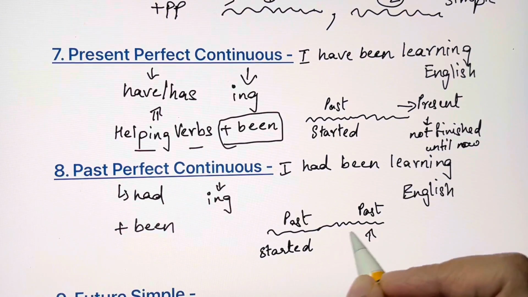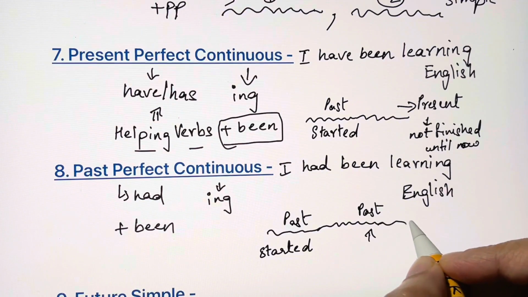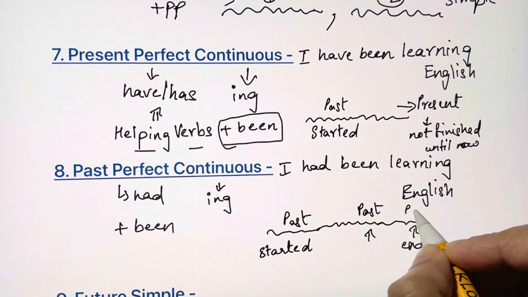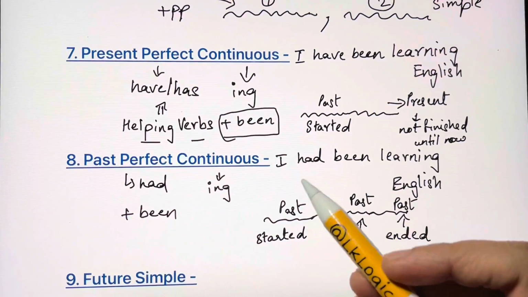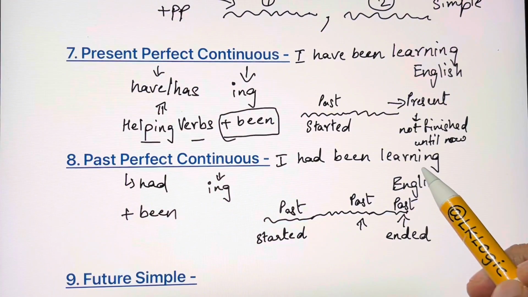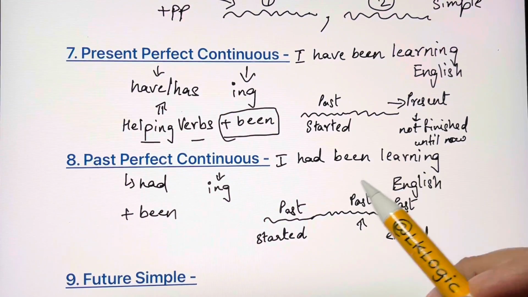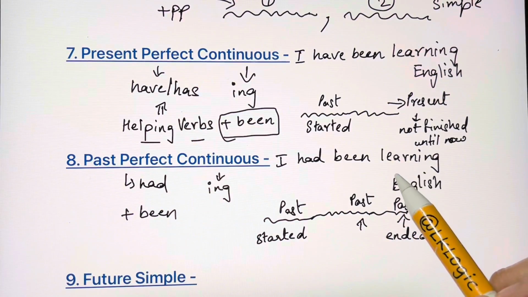In this, you started learning in the past, continued learning in the past, and also it ended in the past at a defined point in the past. So for example, I had been learning English for 3 weeks and I was very tired. I had been learning English for 3 months before I gave an interview.